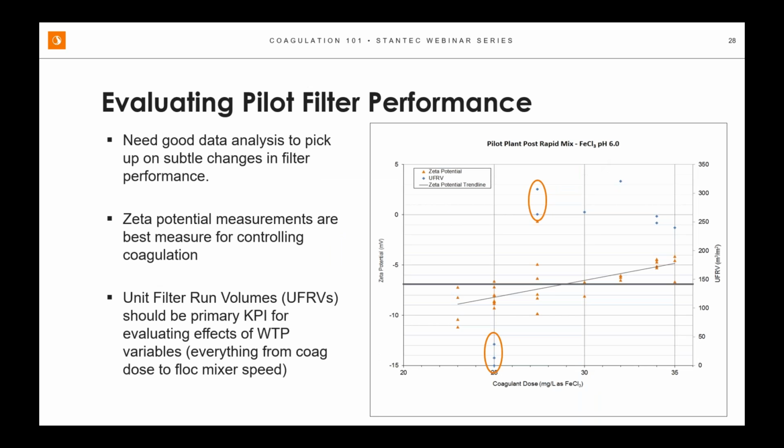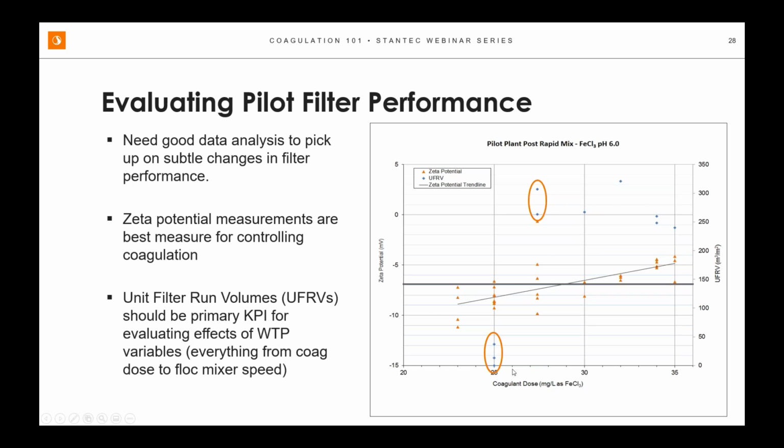This is some data from another plant that shows that you really need good data analysis to pick up on some subtle changes in the filter performance. So we use zeta potential again, and we used unit filter run volume as the measurement. So these blue dots are the unit filter run volume. So, at this particular dose of ferric, anything from, let's say 27.5 up to 30, filter production was really good.